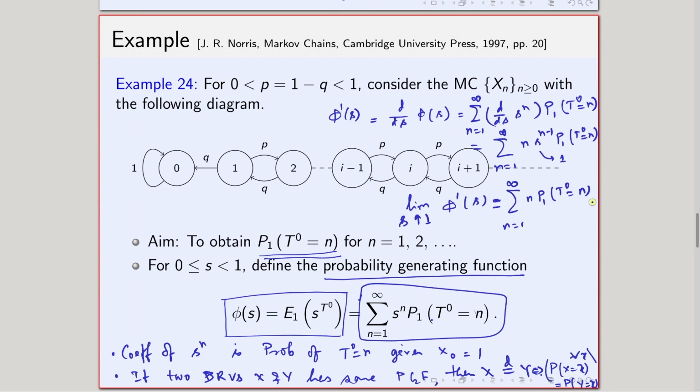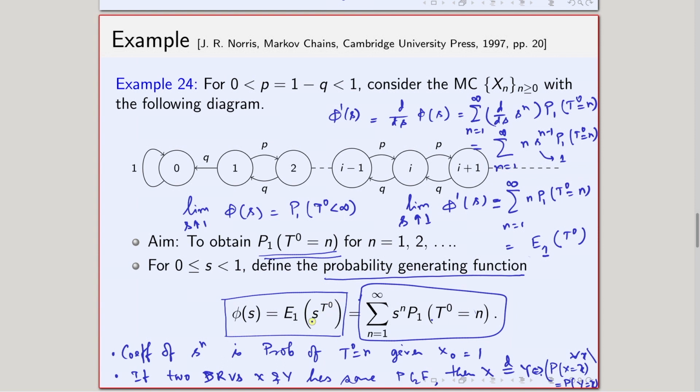So what is this? This is nothing but the expectation of T0 starting from 1. So, if I take the derivative and take the limit, I get the expectation, and if I take the limit without taking the derivative, that gives me the probability that in finite time I will hit 0 starting from 1. These are some characteristics of the Markov chain we can look into based on the probability generating function of T0.